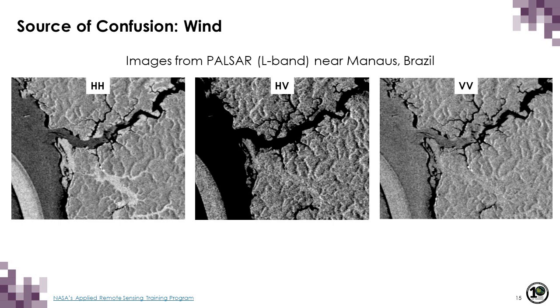As you move east and up the tributary, there is smooth water becoming more of a specular scatterer, and as a result, the backscatter decreases both in HH and VV polarizations. However, notice that HV is the most suited to detect open water because the signal does not depolarize, and open water will consistently be very dark at HV.